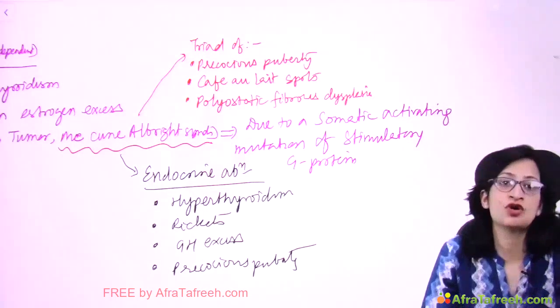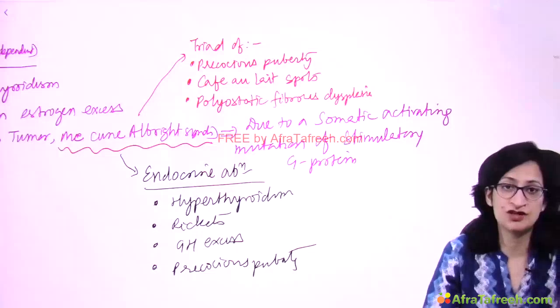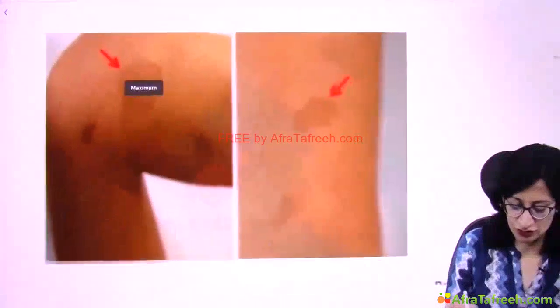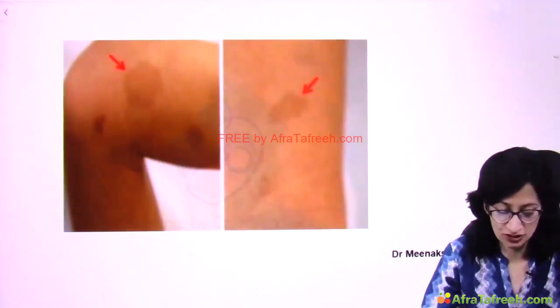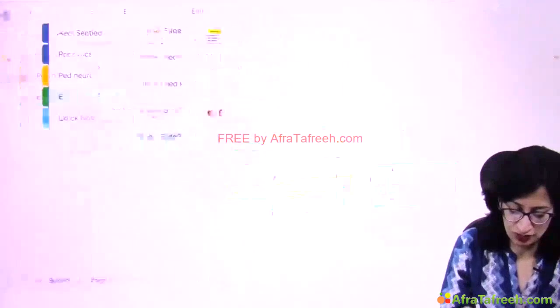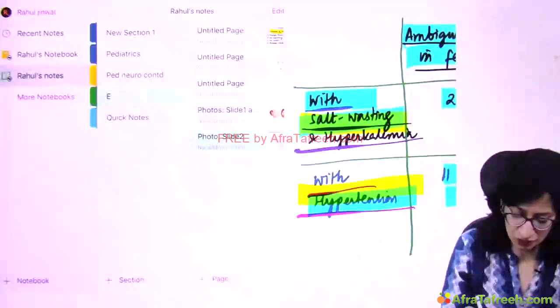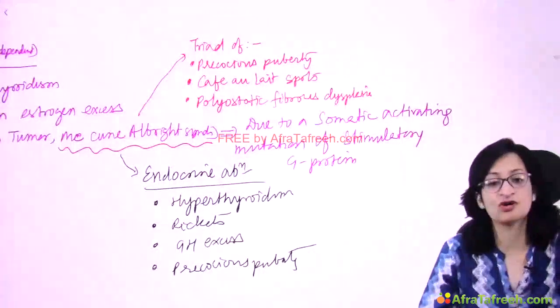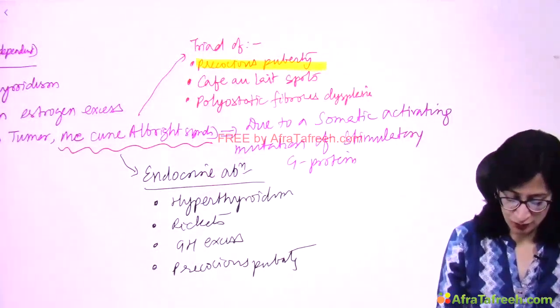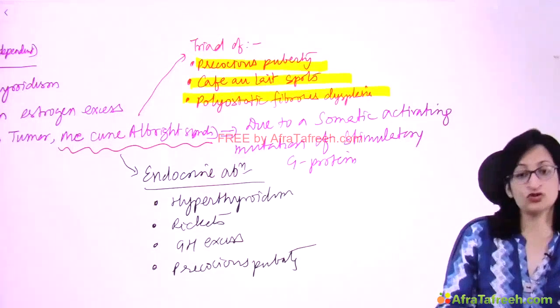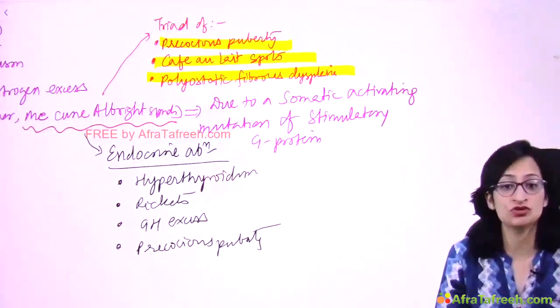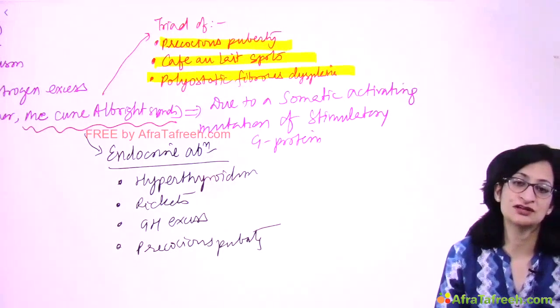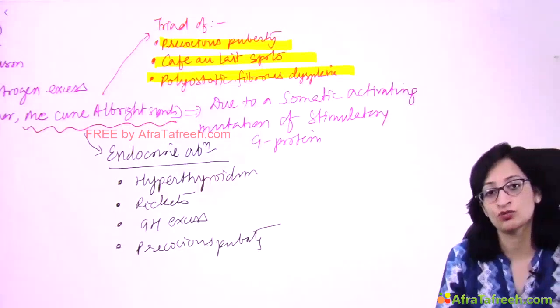So a lot of endocrine problems can be seen in McCune-Albright syndrome, a very important disorder for you, where you can get these cafe-au-lait spots. Can you appreciate these hyperpigmented spots shown in the picture, which are the cafe-au-lait spots? Classically you get a triad of precocious puberty, cafe-au-lait spots, and polyostotic fibrous dysplasia or bony changes. This is due to a somatic activating mutation of the stimulatory G protein, and other endocrine abnormalities you can get here are hyperthyroidism, rickets, and growth hormone excess.